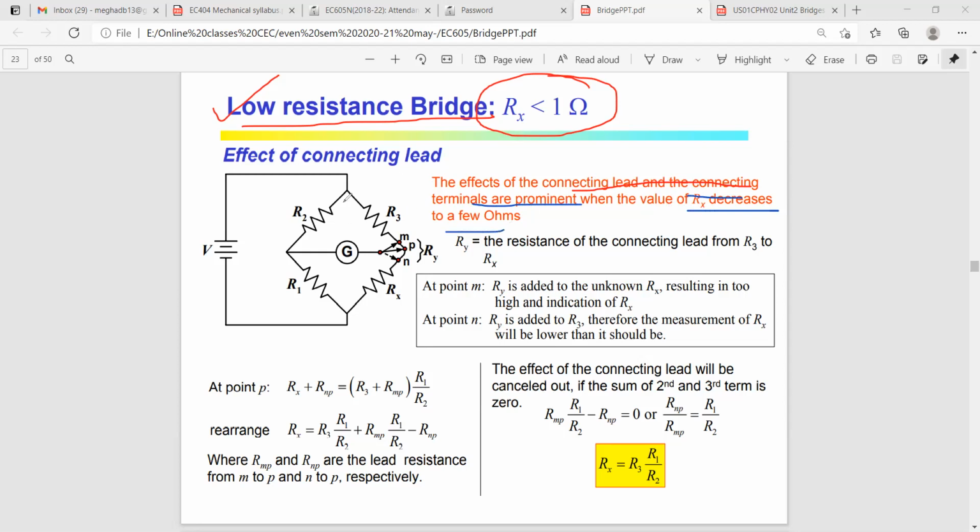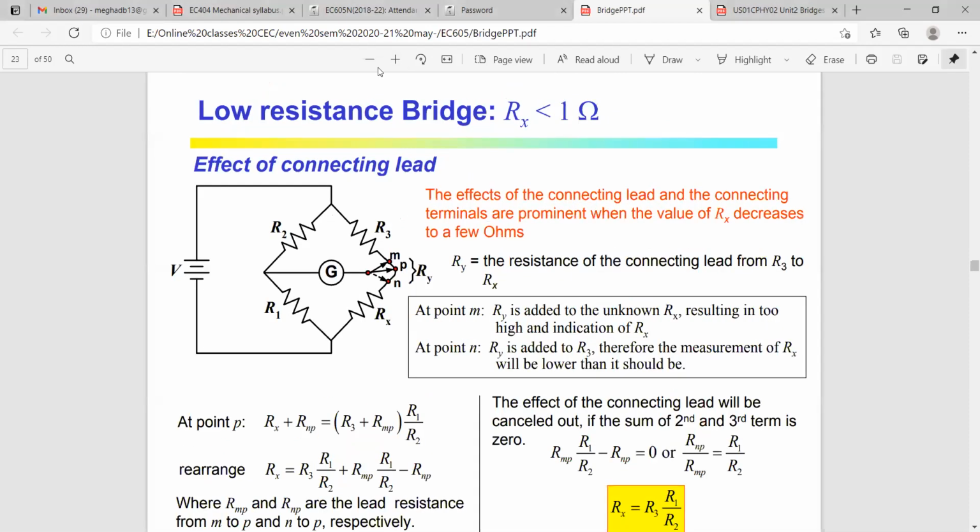So, the effect of connecting leads. Here they have shown a particular circuit diagram of how we can draw the circuit in Kelvin double bridge. You can see R1, R2, R3, and Rx is the unknown resistance, and they have taken 3 points. Let me enlarge the PPT, then you will be able to understand. Why have they taken these 3 points? M, P, N. And this total thing they have taken as Ry.